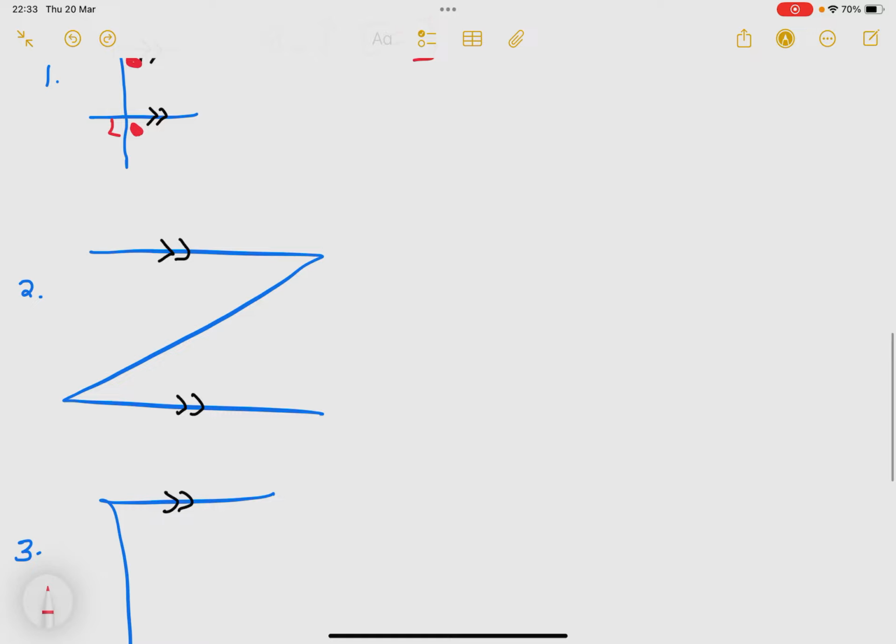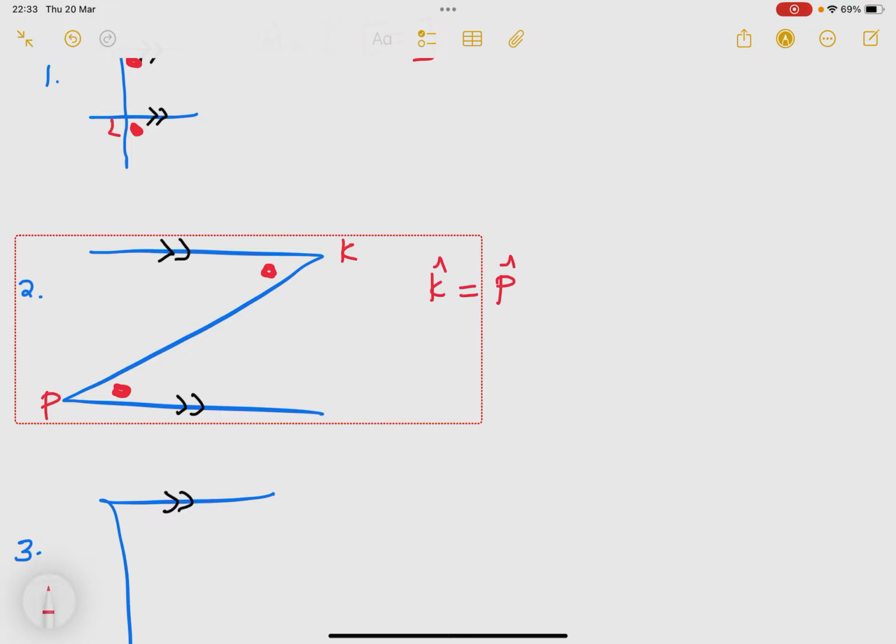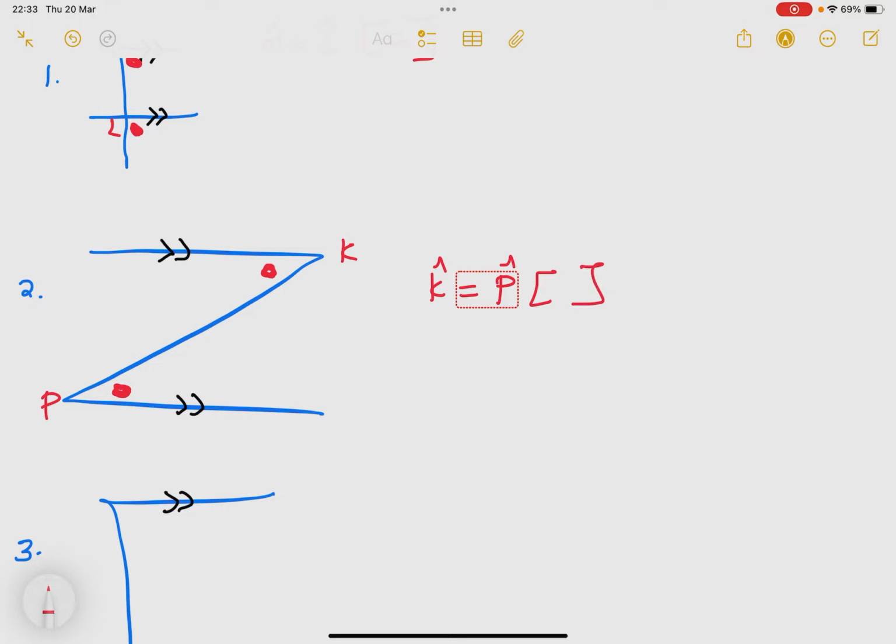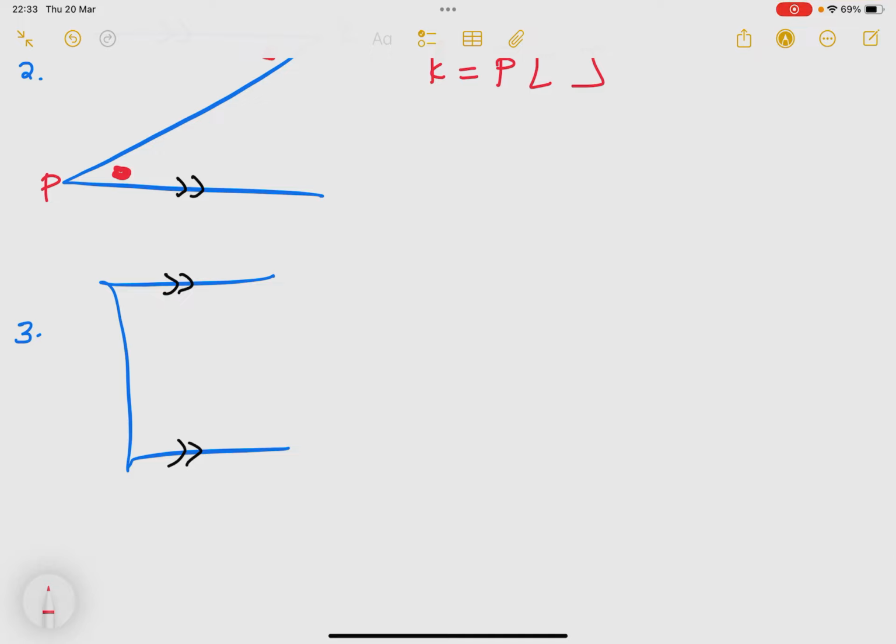What about Z? On Z, you see this angle and this angle? Let's call these K and P. We know that angle K equals angle P. I'm going to tell you the reason why. By the way, these are things you just need to know, so you need to be writing this inside your notebook. What about here? Let's call this one L and C. You see this angle and this angle right here?